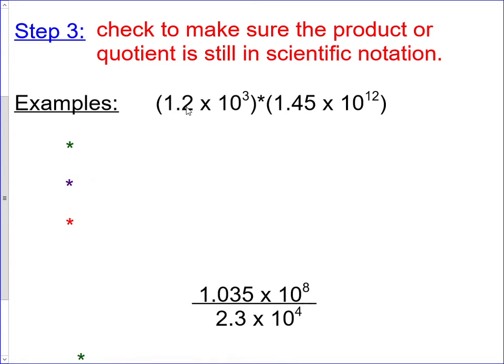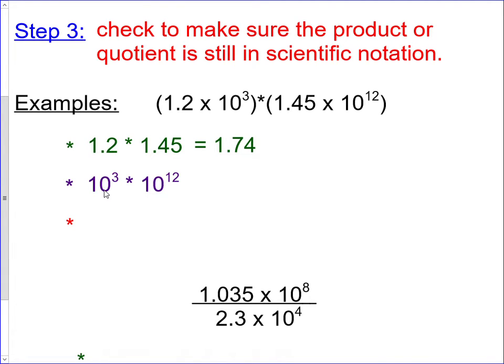Well, since this is all multiplication and multiplication is under the commutative property, I know that I can multiply these things in any order I want to. So the first thing I'm going to do is multiply 1.2 times 1.45. The next thing I'm going to do is multiply 10 to the third times 10 to the 12th. We can use our calculator for this, and when we do that, we're going to come up with 1.74.